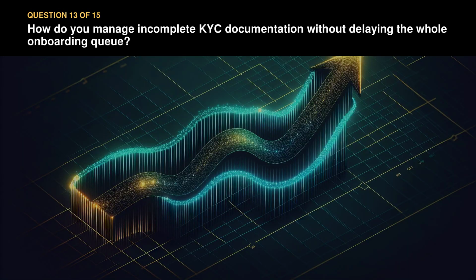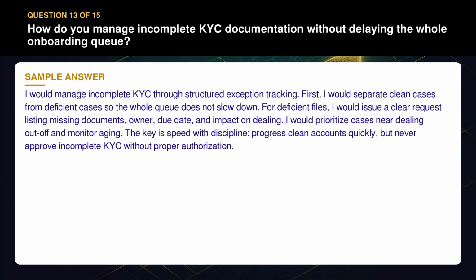Question 13. How do you manage incomplete KYC documentation without delaying the whole onboarding queue? I would manage incomplete KYC through structured exception tracking. First, I would separate clean cases from deficient cases so the whole queue does not slow down. For deficient files, I would issue a clear request listing missing documents, owner, due date, and impact on dealing. I would prioritize cases near dealing cutoff and monitor aging. The key is speed with discipline. Progress clean accounts quickly, but never approve incomplete KYC without proper authorization.